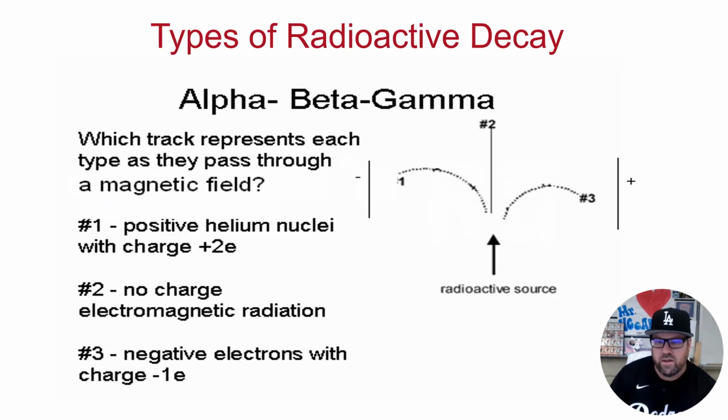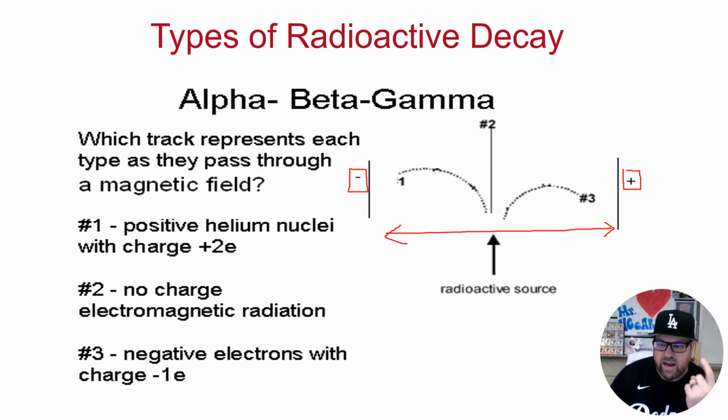All right, so one thing we want to talk about is the effect of alpha, beta, and gamma as they travel through a magnetic field. Now remember, a magnetic field is where you have a negative magnet separated a specific distance from a positive magnet, and the area between the negative and positive magnets is known as your magnetic field.